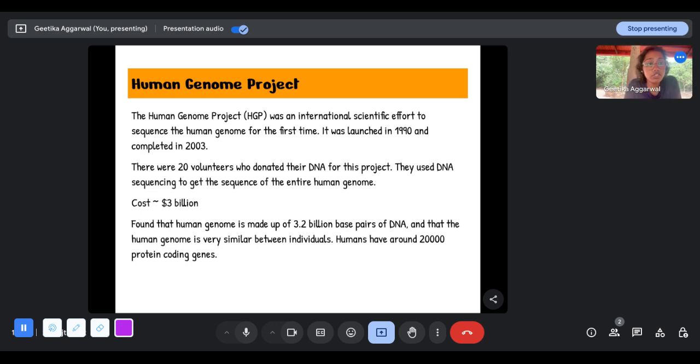If you look at the genome between different individuals, much of it is entirely similar. Only about 1% of it is different between different individuals. And we humans have around 20,000 protein coding genes. This is still an unresolved issue, as we still don't know the exact number of genes, but we have roughly 20,000 protein coding genes in our DNA. So these are some of the findings of the Human Genome Project.